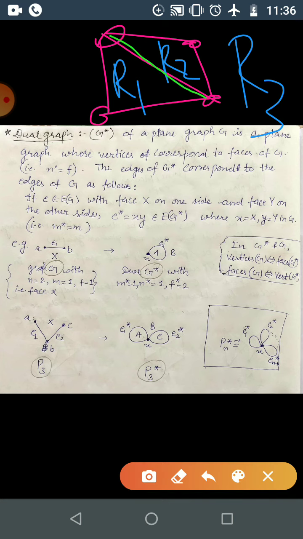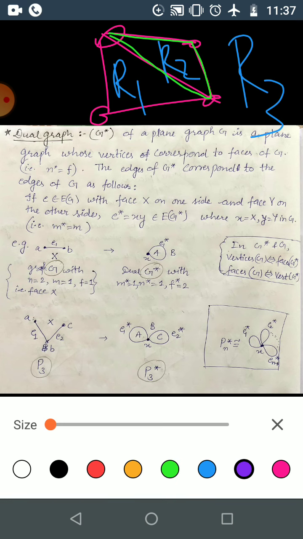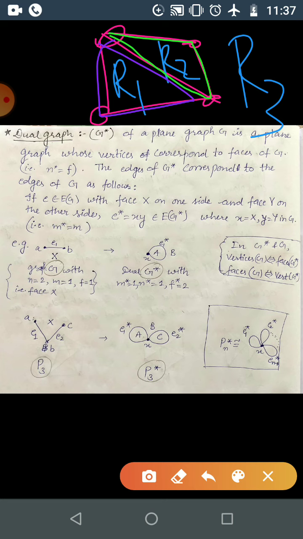For R2 this is the boundary, for R1 this is the boundary, and for R3 this outside part is the boundary. So this graph is dividing the plane into three regions, three parts. These are known as its regions, and these regions are bounded by some edges, closed walks. These edges are known as the boundary of that region.